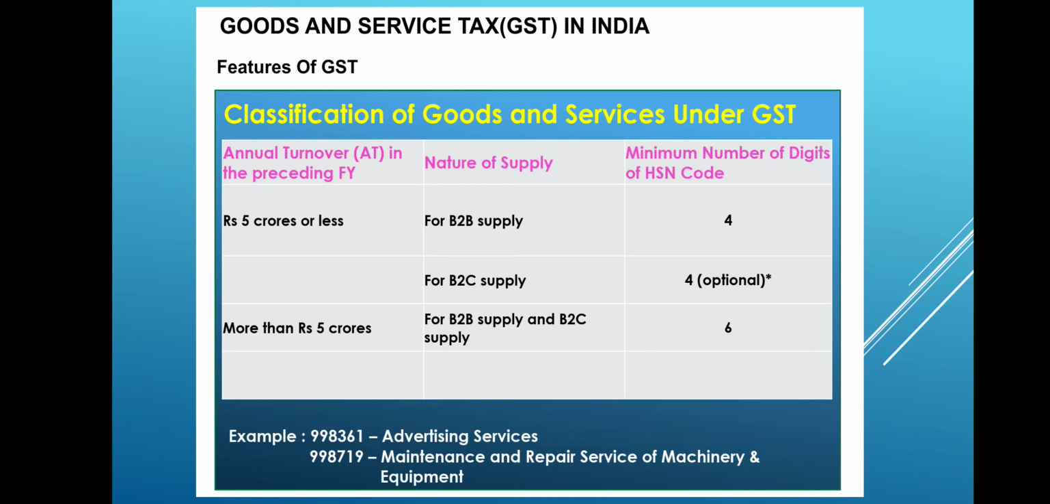Now, if the annual turnover in the preceding financial year is rupees 5 crores or less, then this is the nature of supply for B2B, and the minimum number of digits of HSN code required is 4.